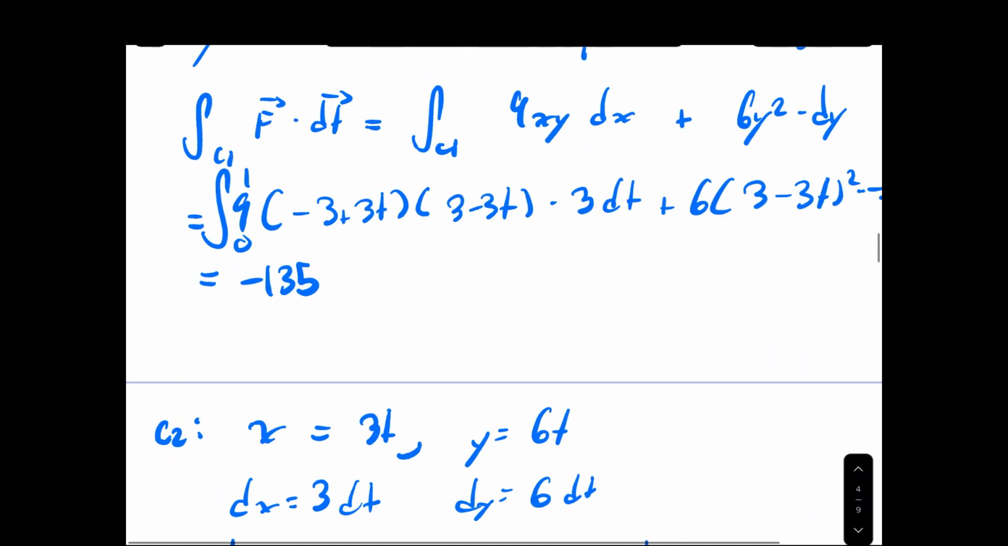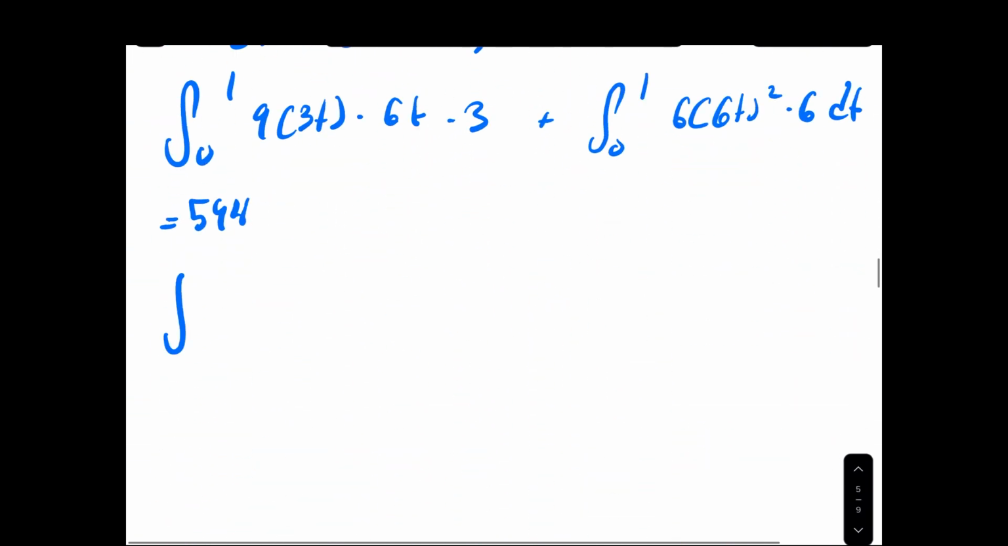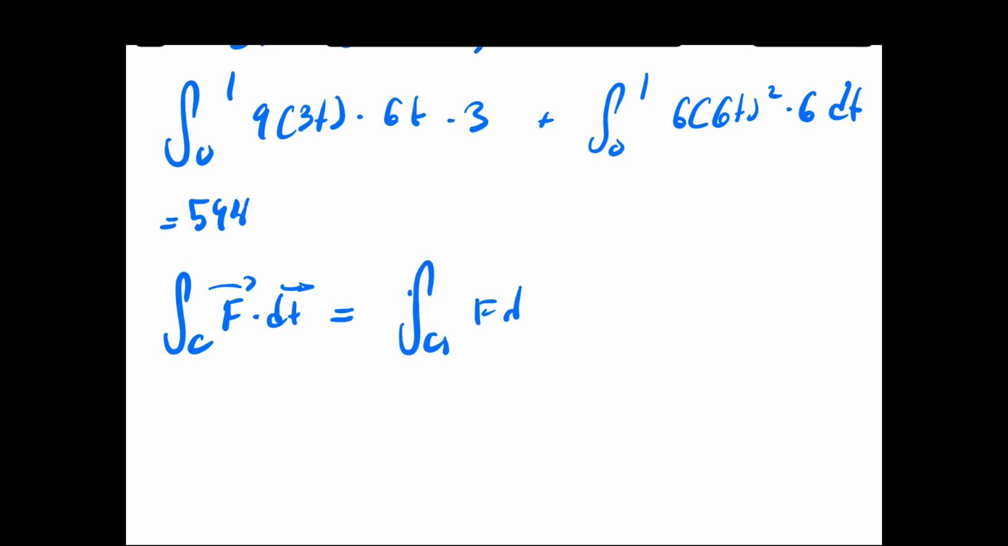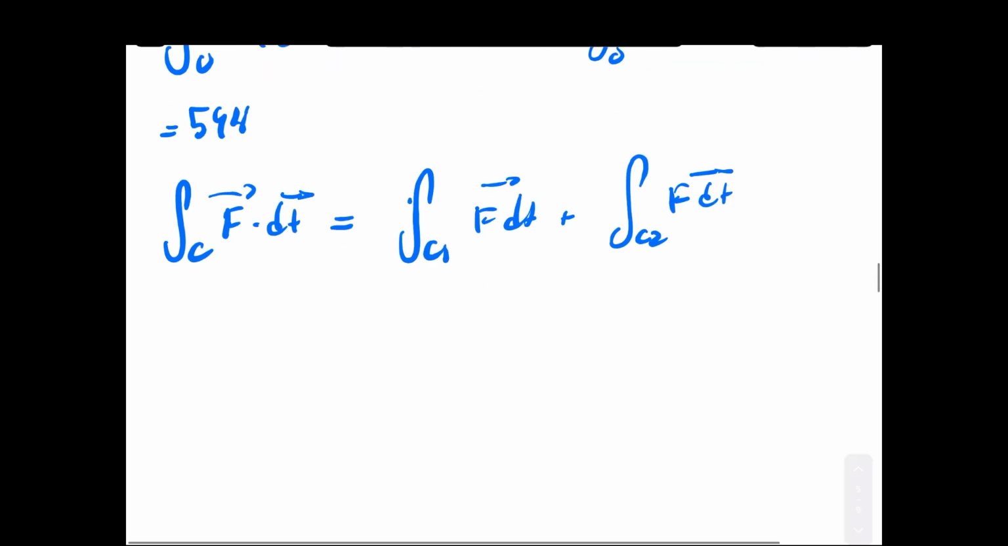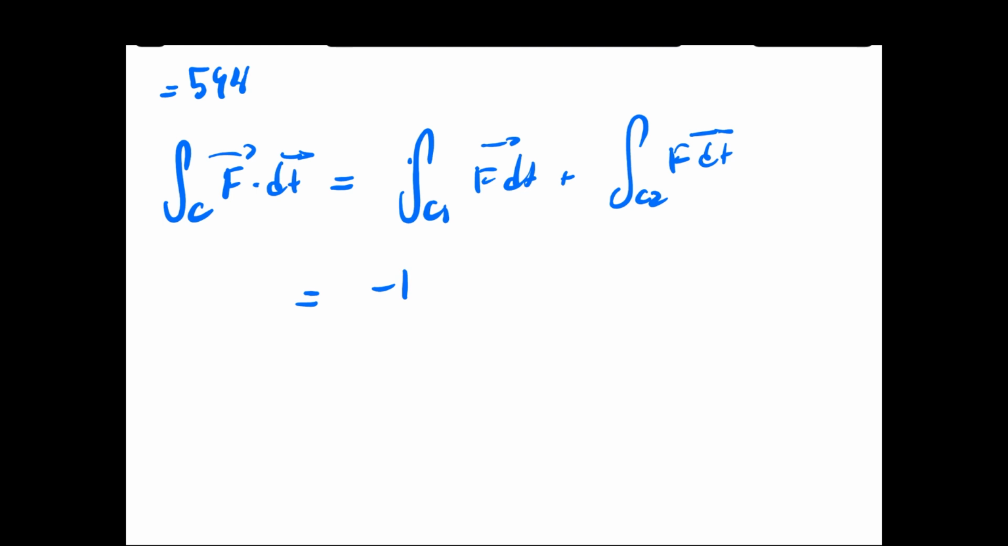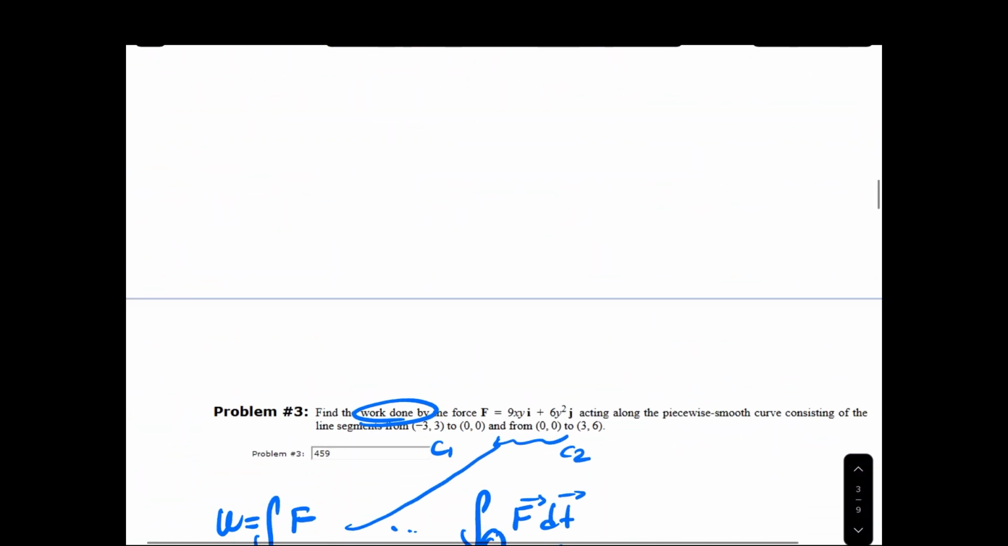And now we can just add up the C1 f dt plus C2 f dt, then we can also just add up their corresponding values, which was -135 plus 594. Let me toss that into a calculator. -135 plus 594 equals 459, which is what we got right here, which is correct. Sick.